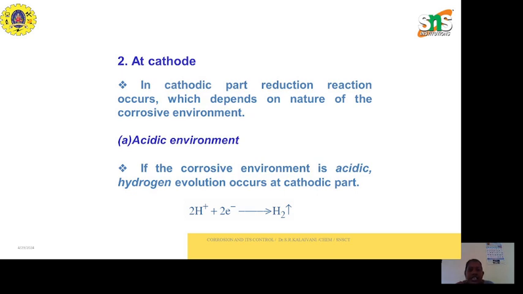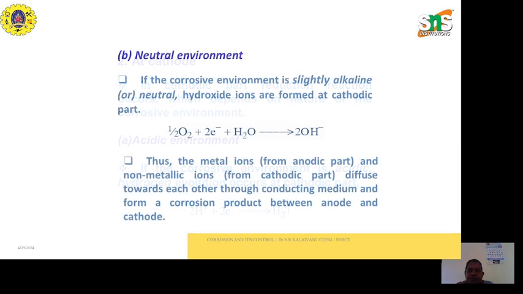First one is acidic environment. If the corrosive environment is acidic, hydrogen gas is evolved. So 2H+ plus 2e- gives H2, hydrogen gas evolution occurs. So in the case of an acidic environment, hydrogen gas is evolved.